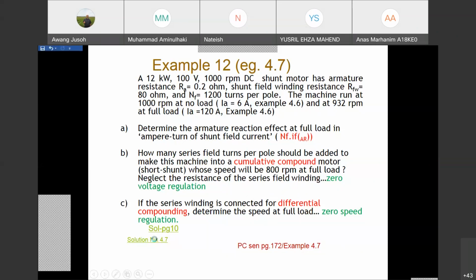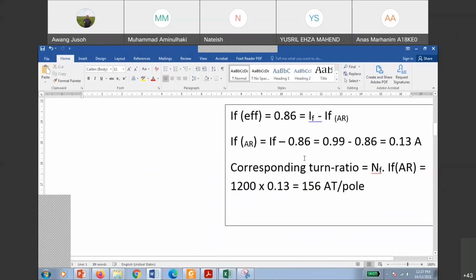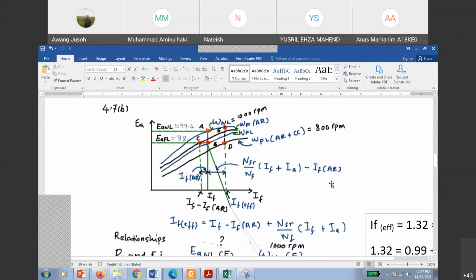So what happened now? This number one is done already. We go to number B. This is the pattern for number B. You can see A, B, C, you know already. Point A we know already, B we know already, C we know already. C is the point with armature reaction. Now we have to go from point B to point D. Point D represents the curve of armature reaction plus cumulative compound. The speed here will be 800 RPM. They want to maintain the speed at 800 RPM.